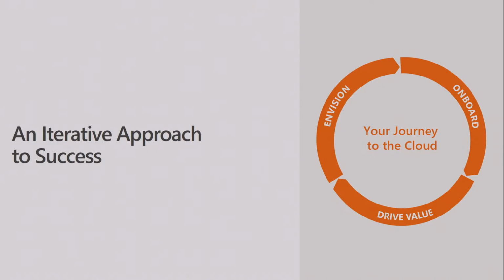What does it mean from a technology perspective? What are the scenarios that I'm going to help my business users address, and how am I going to help them address that? So it's essentially planning. Then onboarding is more focused on the deployment, the technical work, getting the service enabled and so forth. And then drive value is where we actually execute against our plan.